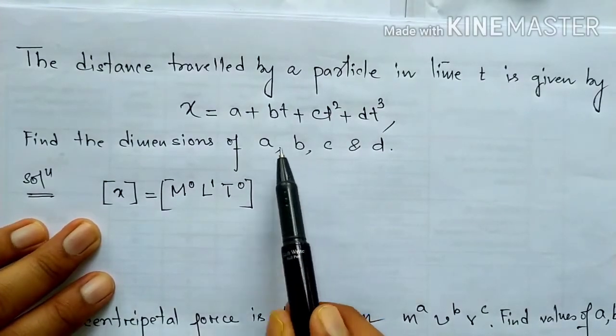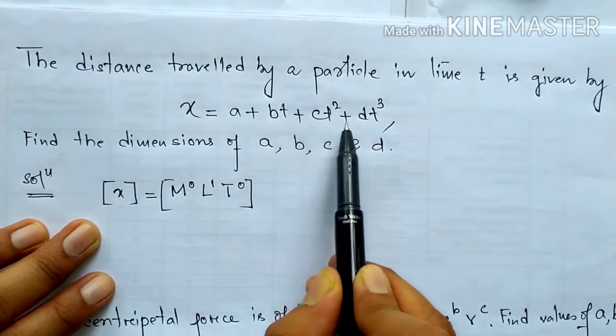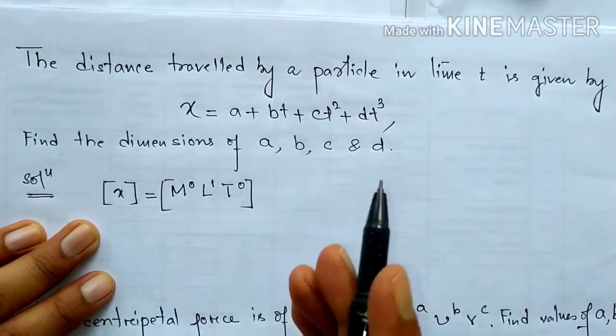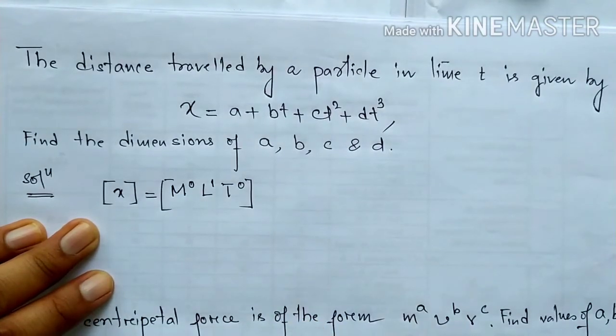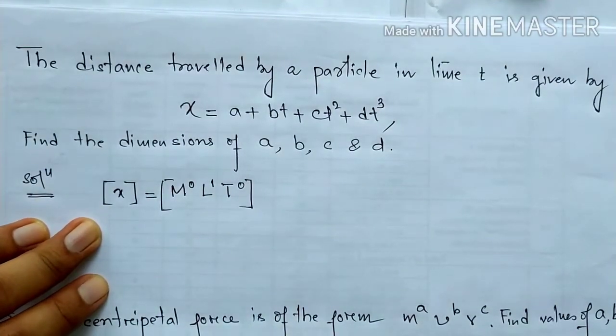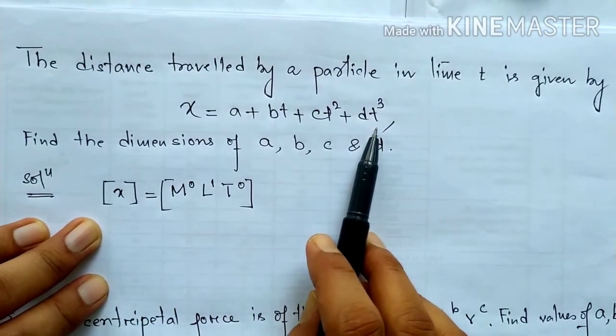Now I have to find the dimensions of a, b, c, d. Now here there is t. T represents time here. So obviously the dimension of t is known to us to be m to the power 0, L to the power 0, t to the power 1. Now if you remember the principle of homogeneity, it stated that if the dimensions of all the terms are the same, then the equation will be correct. Now it is the given equation, that means I have to consider it to be correct.